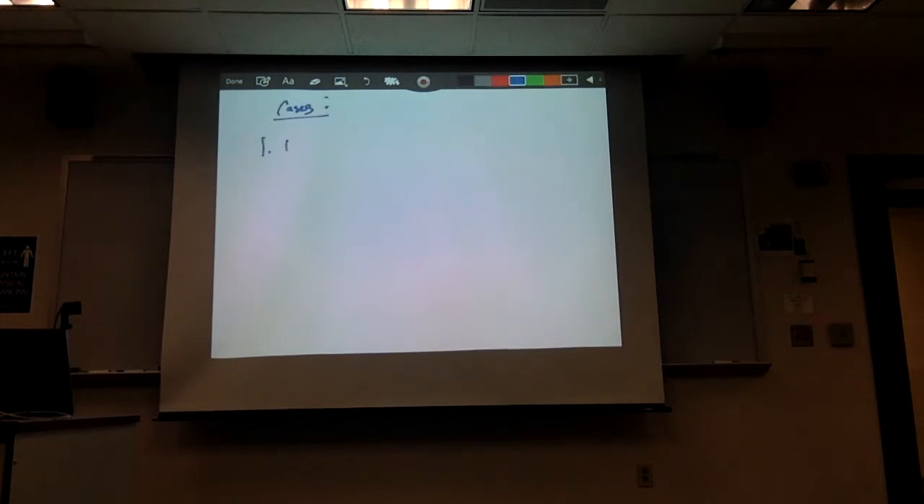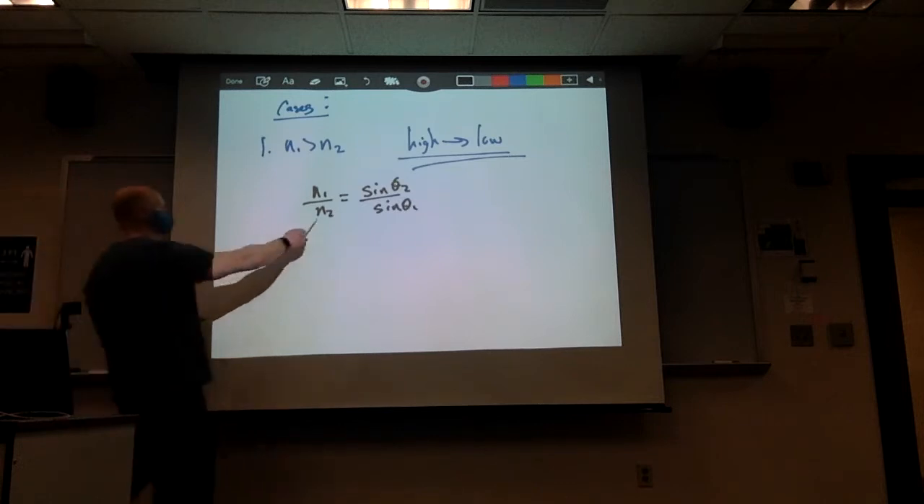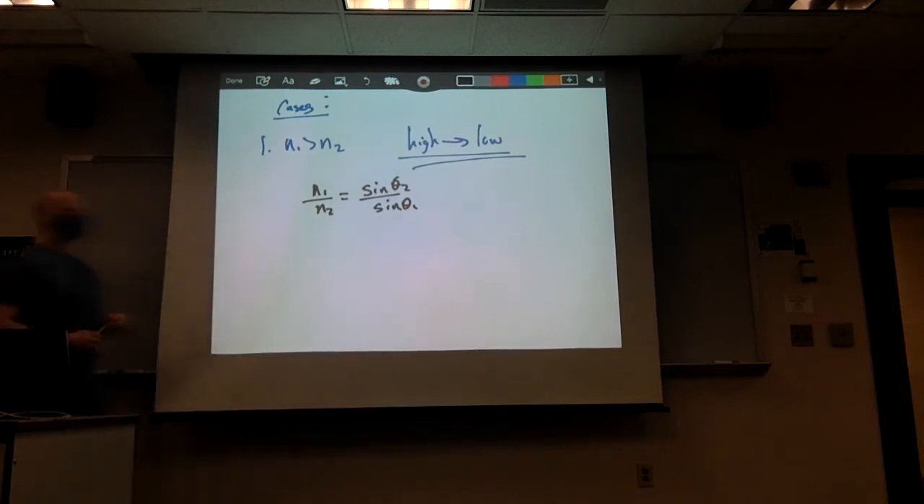Case number 1 is that N1 is greater than N2, meaning that I'm going to go from a high index of refraction to a low index of refraction. So what happens in this case? Well, again, from Snell's law, we know that N1 divided by N2 is going to be equal to sine of theta 2 divided by sine of theta 1. I'm just rearranging Snell's law, dividing both sides by N2 and dividing both sides by sine of theta 1, which gives me this expression.